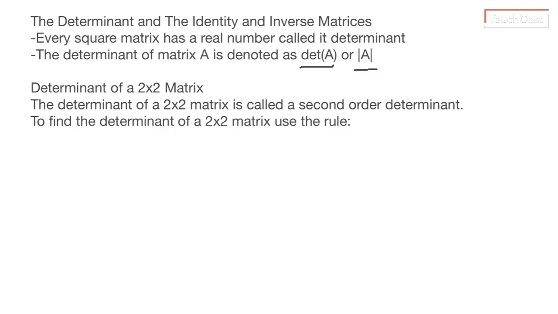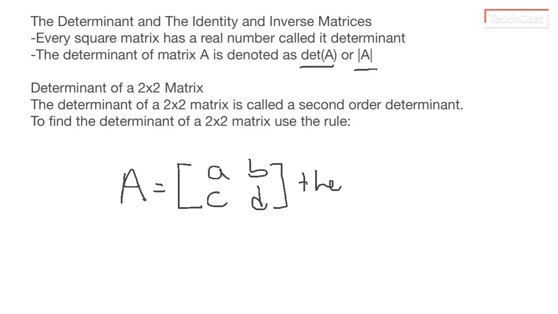And to find the determinant, there's a little rule we can use. If we are given a matrix, we'll call it matrix A, that's 2 by 2 with the elements A, B, C, and D, then we say that the determinant of A is equal to A times D minus C times B. So let's look at some examples.